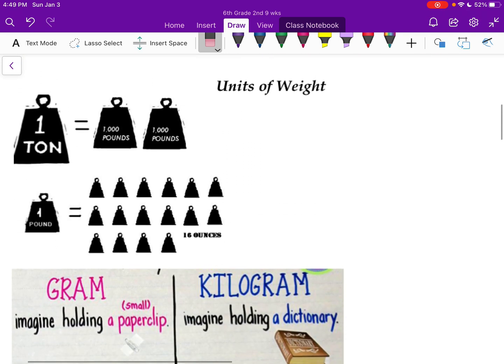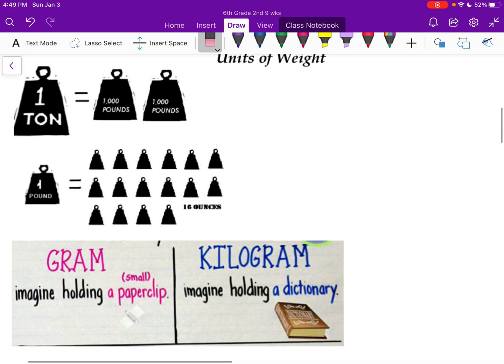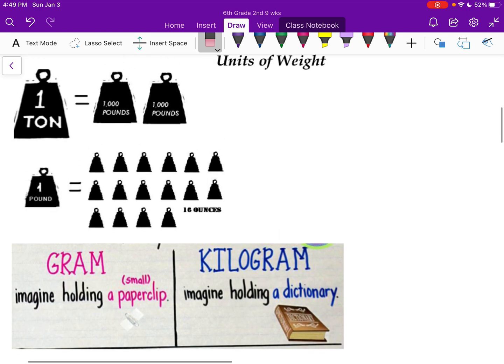Let's look at some units of weight. 1 ton is 2,000 pounds, and 1 pound is 16 ounces. So that's the units of weight that we use. That's the standard. And then the metric is gram and kilogram. A gram is about the size of a paper clip, and a kilogram is about like holding a dictionary. I'm going to show you different ways to change back and forth between the different weights.